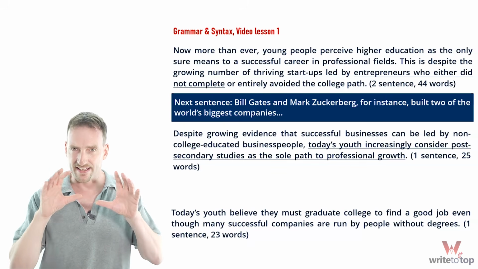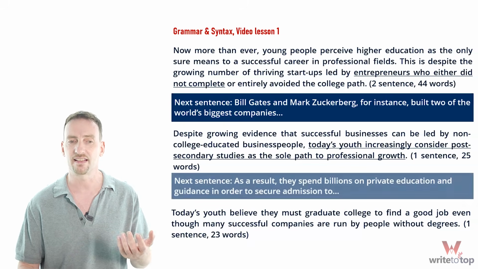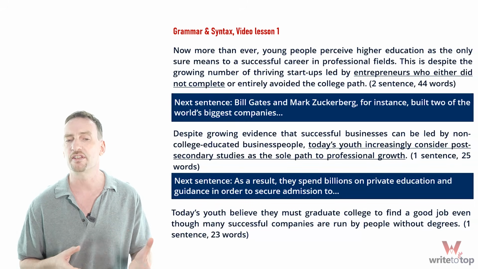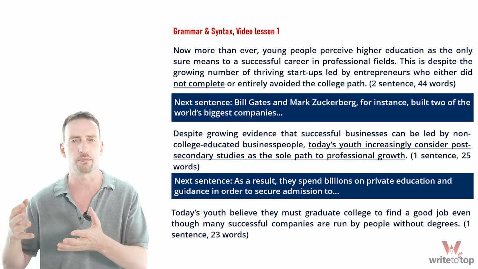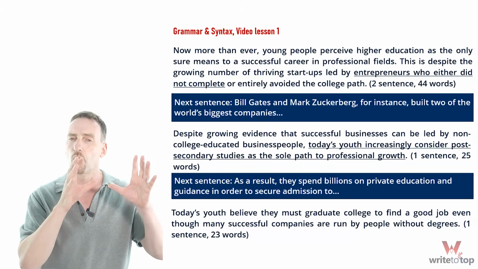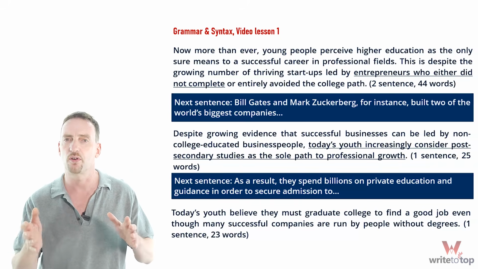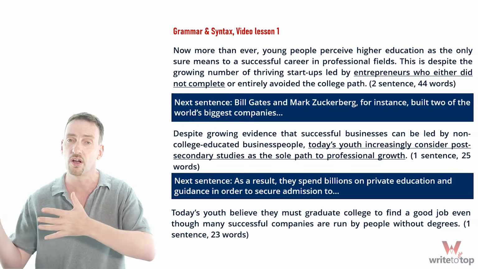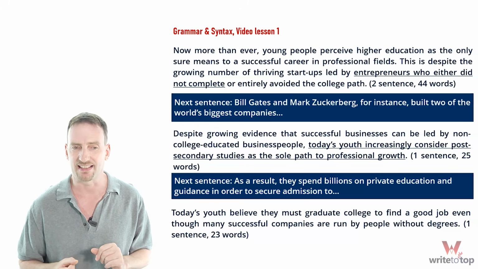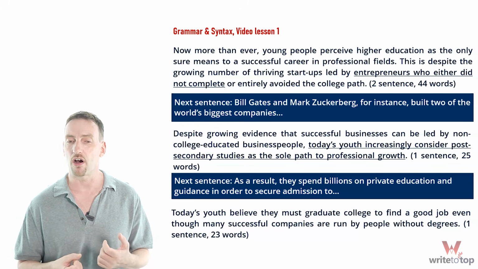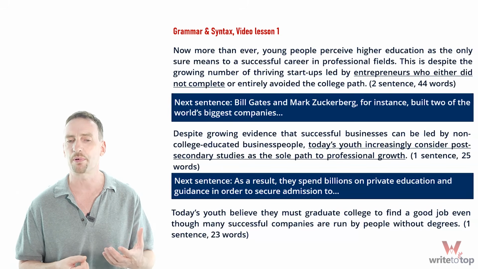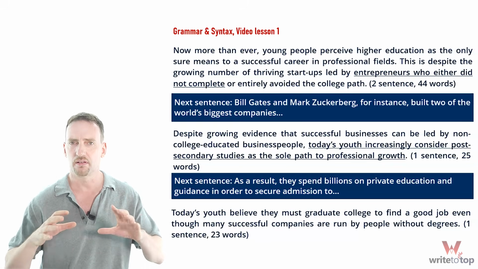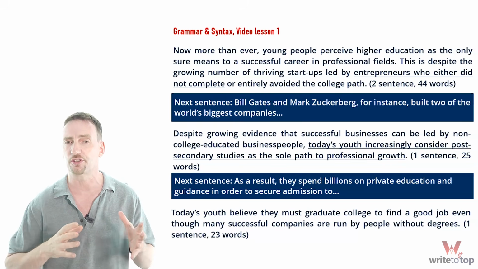In the second example, I ended with the youth. So my next sentence, as a result, those young people who are thinking about going to college spend billions on private education and guidance in order to secure admission to whatever schools they want to go to. What I want to focus on is what I will put at the end, or the beginning, or any other sort of arrangement you need, depending on what came before, what comes after. But then look at the last example. Today's youth believe they must graduate college to find a good job, even though many successful companies are run by people without degrees. I made this a shorter sentence, much simpler choice of words, simpler structure.